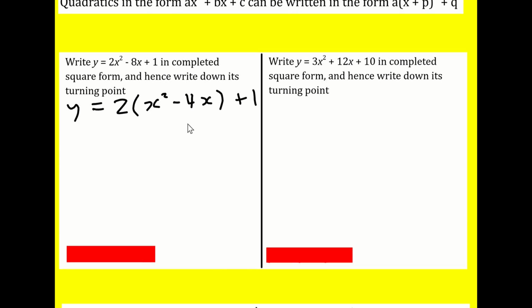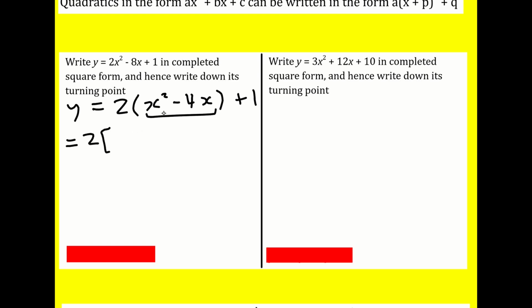And now what we've done is turn it into something from last lesson. Just worry about this bit here, completing the square on that. So we're still going to get 2. Now I'm going to use different kinds of brackets because I'm going to get brackets inside brackets.